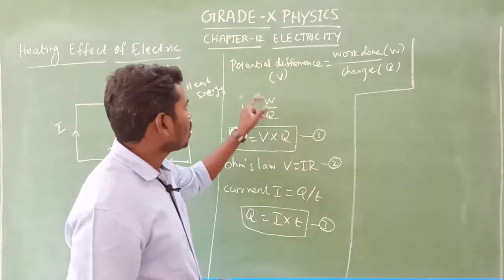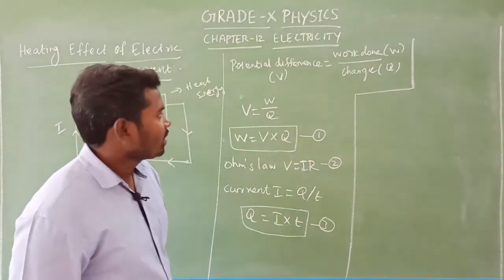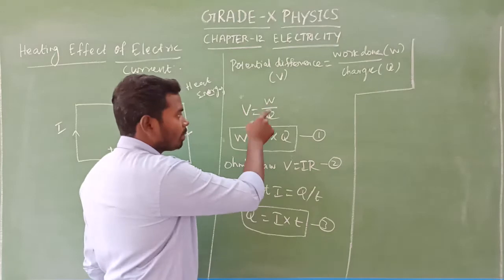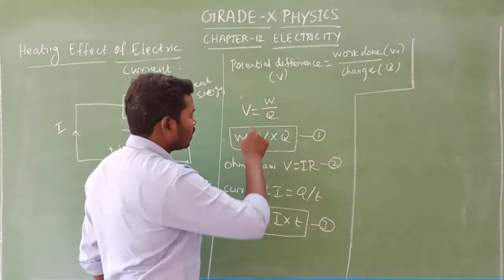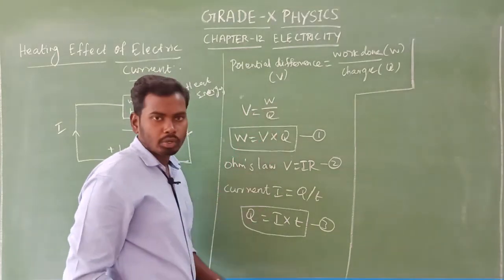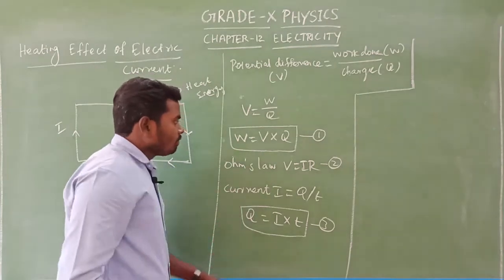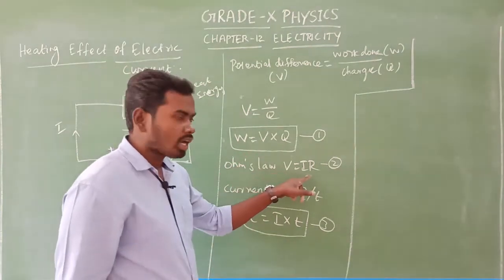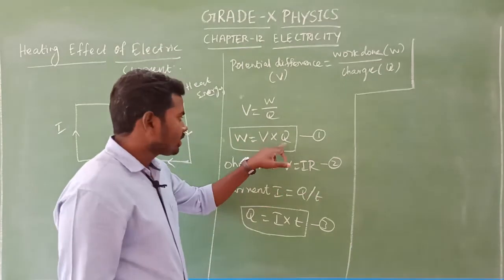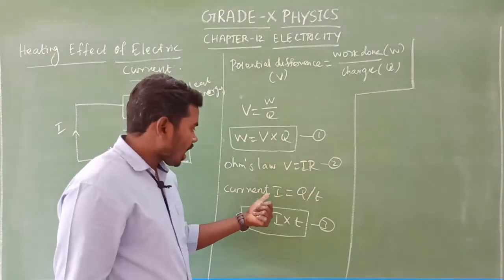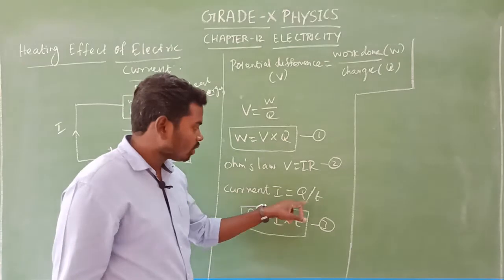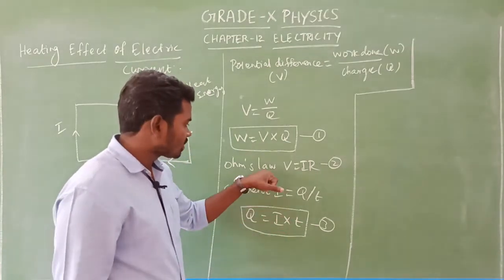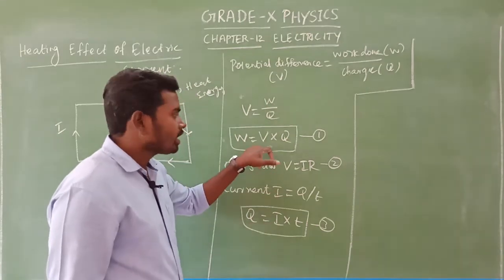Potential difference is equal to work done divided by charge, so V equals W by Q. We need the work done, so W equals V into Q. V means potential difference. According to Ohm's law, V equals IR, which is equation 2. In the current formula, I equals Q by T, so Q equals I into T.